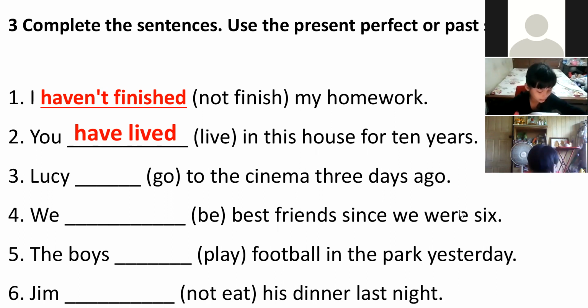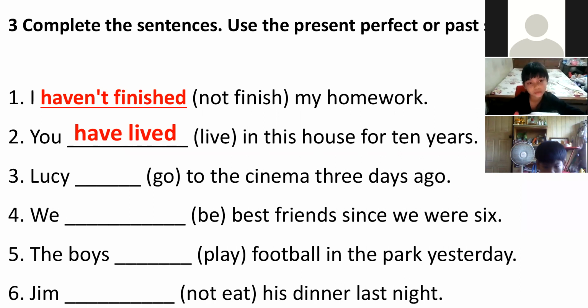Lucy has went to the cinema 3 days ago. Look at the sentence. Is it in present perfect or past simple? 3 days ago, meaning the action was already happened. What should be? Continue. What is the past tense of go, Titaya? Goes. Past tense. Goes is in present simple.